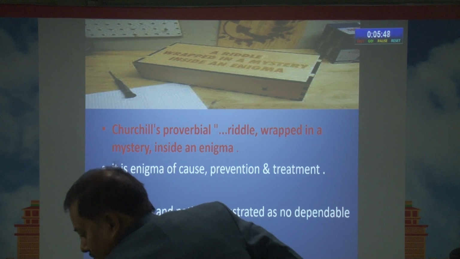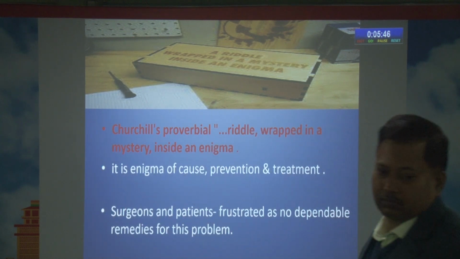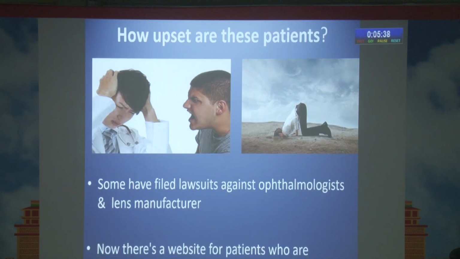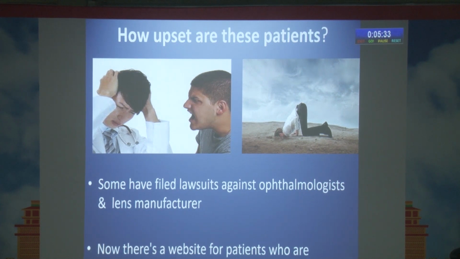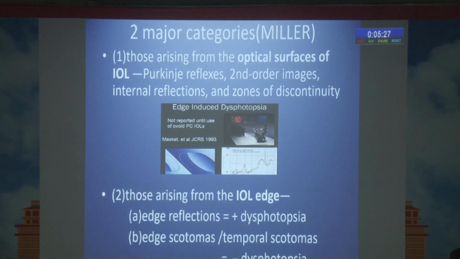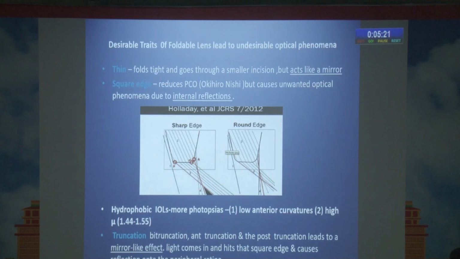Both surgeons and patients are unhappy, and when the surgeons tell the patient that it will go away in time, it does not always turn out to be true in 100% of the cases. Some of these patients are so upset that they have filed lawsuits against ophthalmologists and lens manufacturers. So there are two major categories. I'm going to cover only the part arising from the IOL edges. Edge reflections are called positive dysphotopsia and edge scotomas are called negative dysphotopsia.